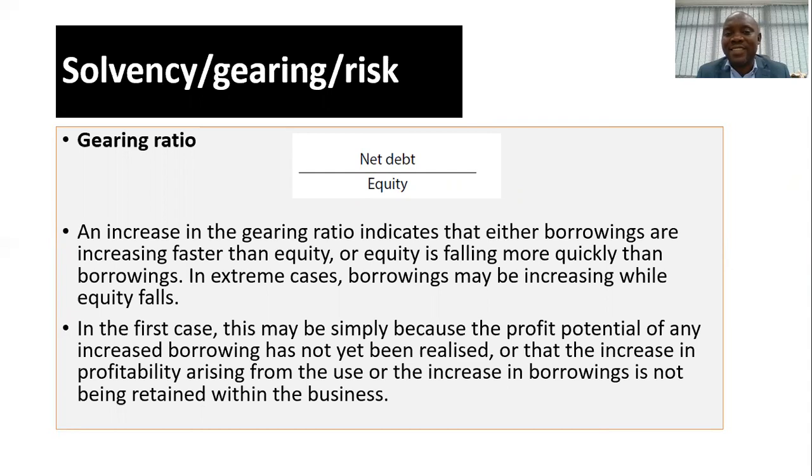Solvency, gearing, risk. You have net debt over equity. I already explained this. An increase in the gearing ratio indicates that either borrowings are increasing faster than equity or equity is falling more quickly than borrowings. And why would equity be falling? It could be that in the recent past you have been recording losses from the income statement. They go and sit under equity, so that they reduce your equity.